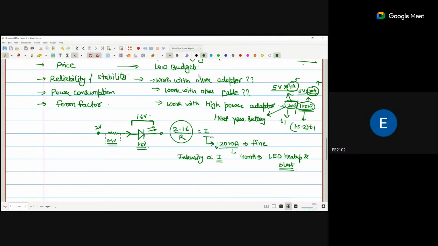There are chances of heating up, because you provide a higher current. Similar case: the LED operates at 20 milliampere, but you are providing 40 milliampere. The LED will heat up and blast. In the similar case, your battery will heat up, and maybe there are chances it will blast.